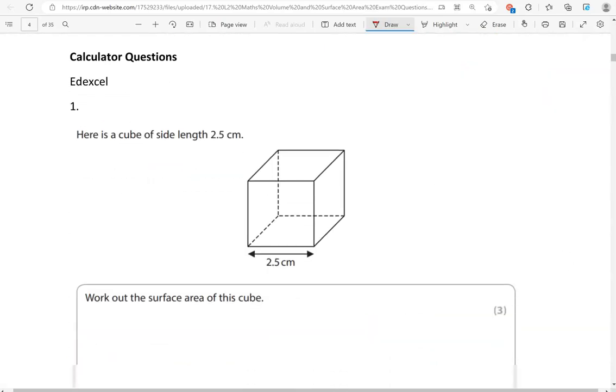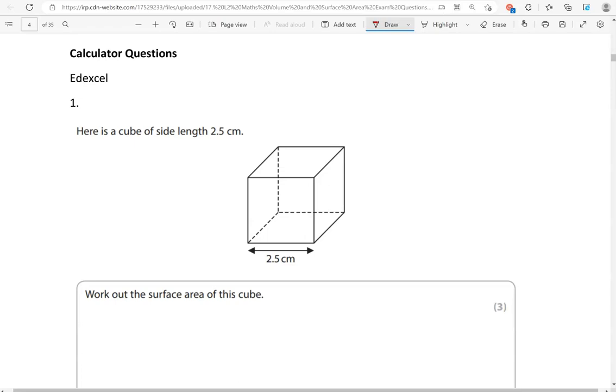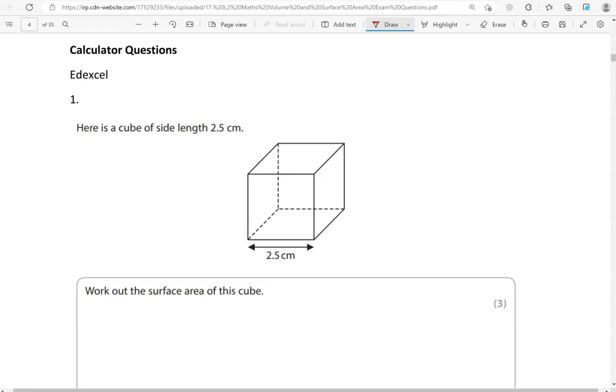Now we move into the calculator questions. Here is a cube of side length 2.5 centimeters. Work out the surface area of this cube. To work out the surface area, we just work out the area of each of the faces. As you can see, there are 6 faces in a cube. So 6 times the area of each of these faces, which is identical.